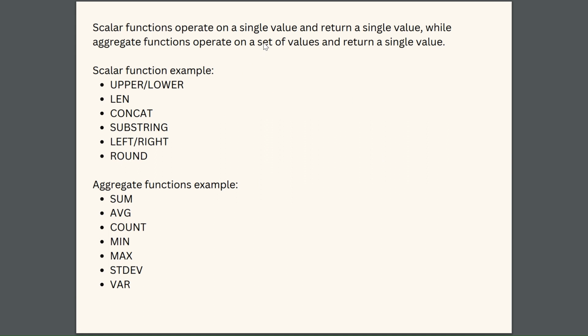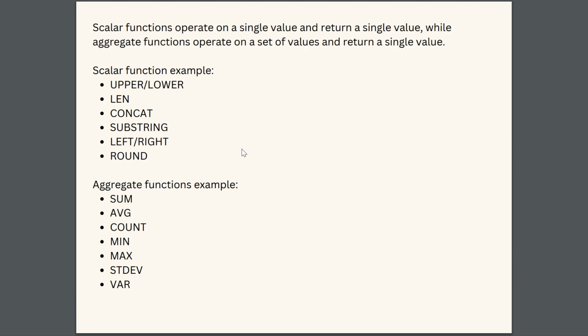Scalar functions operate on single values and return a single value. That is, scalar functions act on a row by row basis. But aggregate functions operate on a set of values and return a single value. So functions like sum, average, count, minimum, and so on will act on different values or different rows and will return a single value. So that is the difference between scalar and aggregate functions. And these are some examples of scalar and aggregate functions.